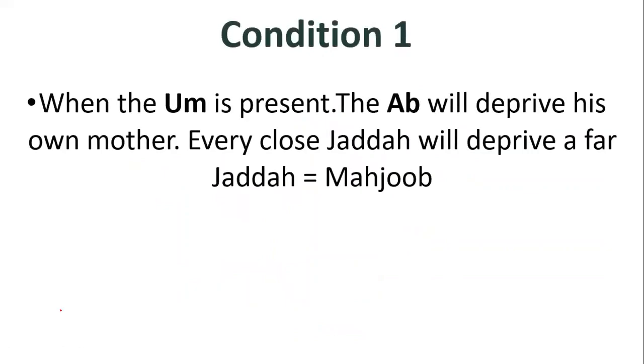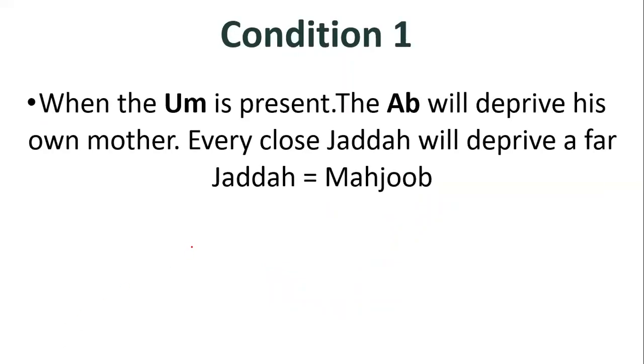Moving on to our conditions. Condition number 1 says, when the Umm is present, the ab will deprive his own mother, every close Jaddah will deprive a far Jaddah. So in this example, let's take the first clause, which says when the Umm is present, then the Jaddah will be mahjub. So in any question, if you see that the Umm is present, the Jaddah is by default automatically, you can close your eyes and write meem for mahjub. So if the Umm is present, the Jaddah without discussion is mahjub.